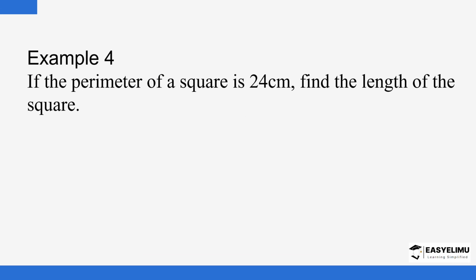So we have another one here. The perimeter of a square room is 24. Find the length of the square. So we are still going to use the same formula, 4 times the length. And remember, the length is what we are looking for. Perimeter is given as 24 here. So this is equals to 4 times what? L. So 24 is equals to 4L.